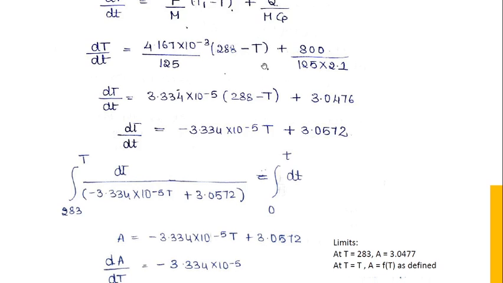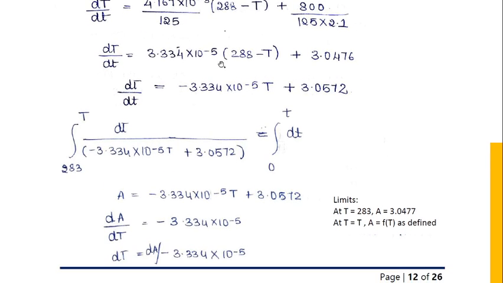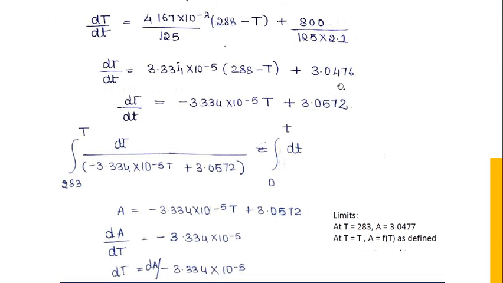Then once you have substituted and simplified, I'm not going to show you the complete solution over here, because you can do it yourself, it's an algebraic analysis. So upon simplification you end up with dT/dt is equal to minus 3.34 times 10 power minus 5 T plus 3.0572, right? So now this you have to integrate. When you integrate, you have to integrate between 0 to t. The time is varying between 0 to t.